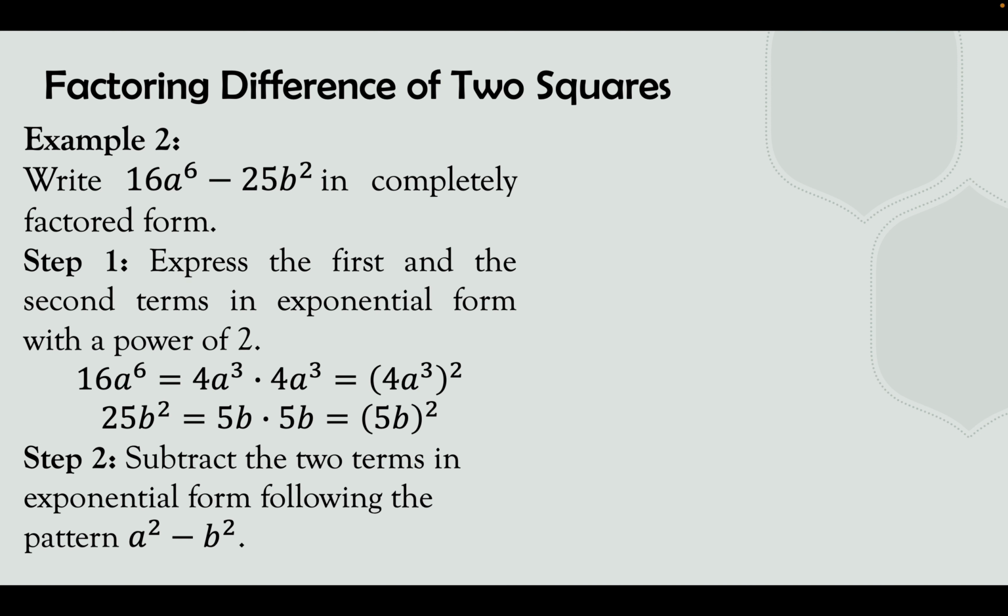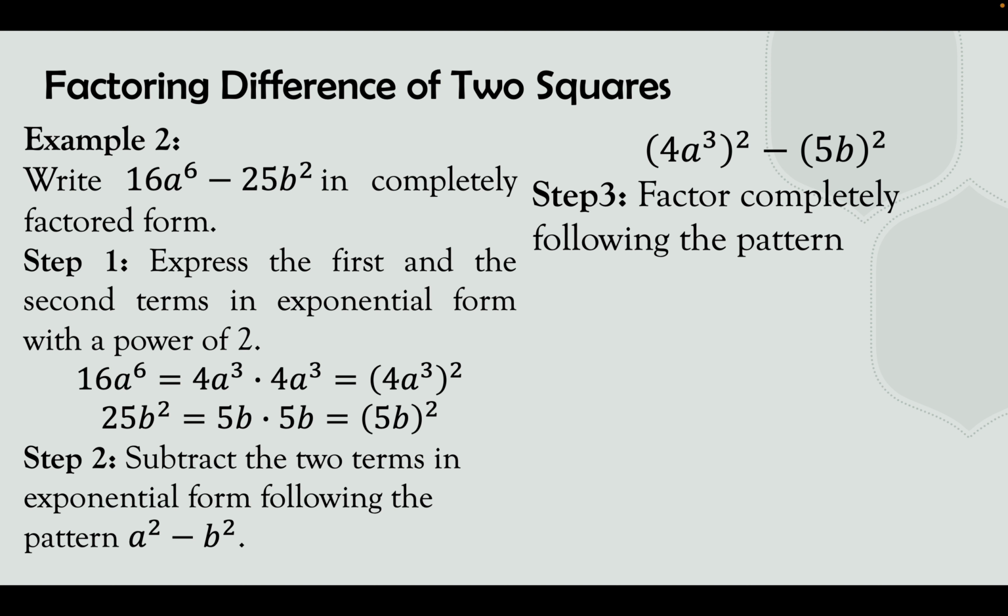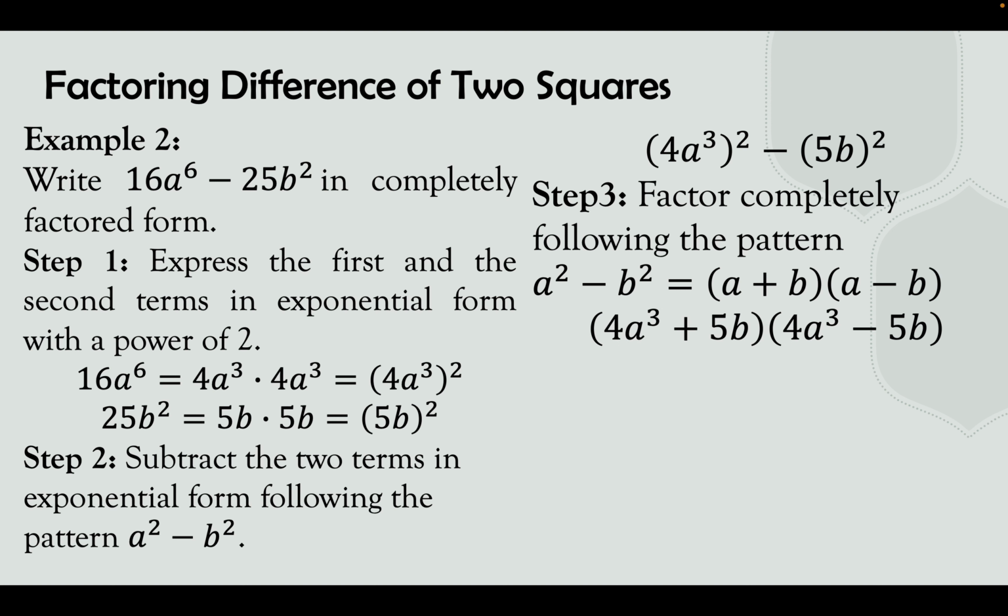Next, we need to subtract the two terms in exponential form following the pattern a squared minus b squared. So we have 4a raised to 3 raised to 2 minus 5b raised to 2. Step number 3, factor completely following the pattern a plus b times a minus b. So we have 4a cubed plus 5b times 4a cubed minus 5b.